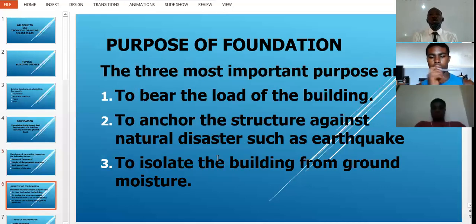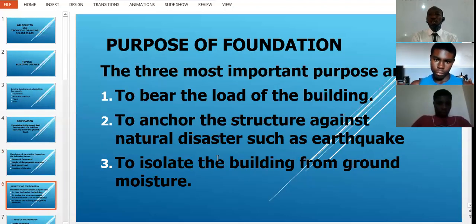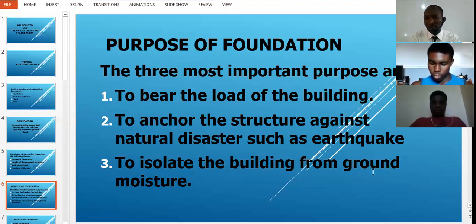The next thing we are going to look at is the purpose of foundation. What is actually the purpose of foundation? Now, let me hear from you. What do you think is the purpose of foundation? Igwisi. To keep the building firm. Okay. Olorosi, what about you?